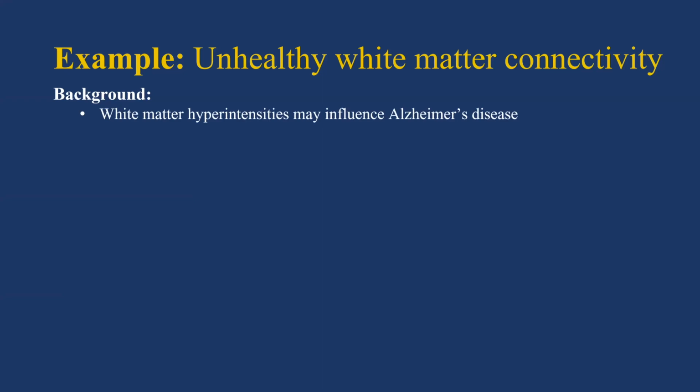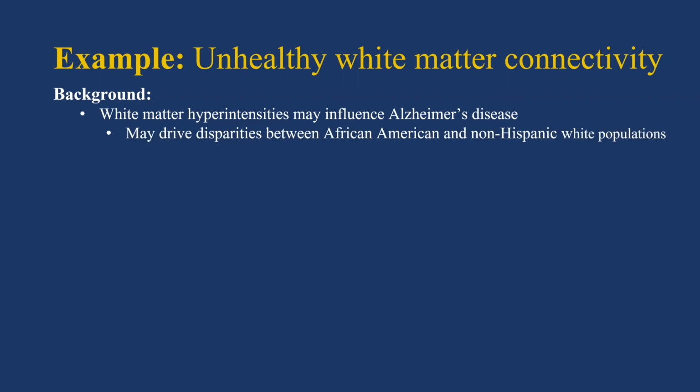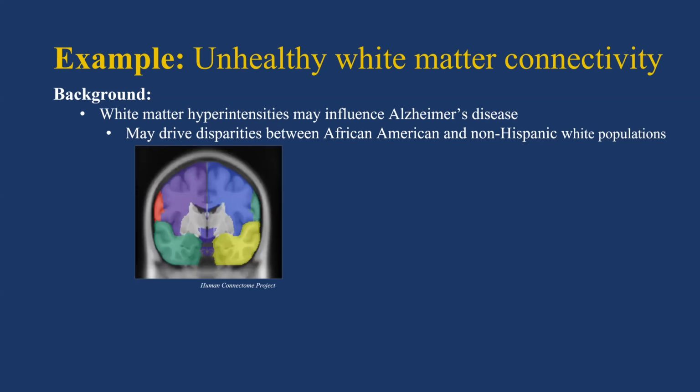where we looked at white matter injury as a potential driver of AD disparities. So white matter hyperintensities may influence Alzheimer's disease as they are independently associated with cognition, but they may also affect the progression of amyloid and tau and vice versa. White matter hyperintensities may also drive disparities in Alzheimer's as they are generally more severe in African American versus non-Hispanic white populations. However, interrogating if white matter hyperintensities in specific brain regions influence AD is difficult, as traditionally they are derived as whole brain or lobar measures.